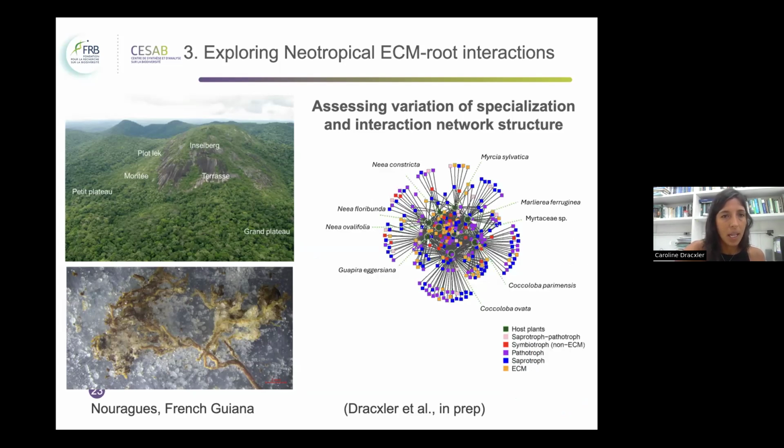We then built these interaction networks. You can see in this network here, you have the host plants in green and the ECM in orange, but also these other functional groups. Because in this data we could also identify fungi that are not ectomycorrhizal, we classified them in functional groups. So we can see how they are also associated to these plants.